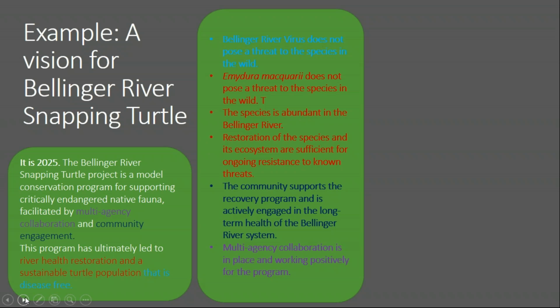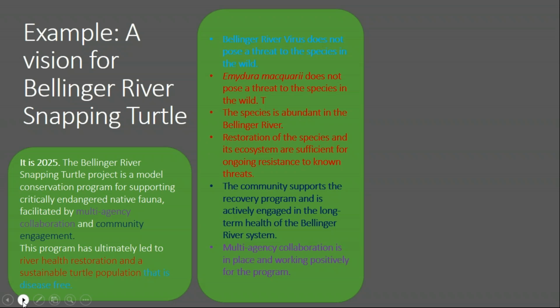So in this case, what they agreed this meant for them was the species being abundant in the Bellingham River, the restoration of the species and its ecosystem being sufficient for ongoing resistance to known threats, and that this introduced turtle does not pose a threat to the species in the wild. So we can see that these things, although they are better defined, still need some more work before we could really know whether we'd achieved them or not. We can't really know whether we've achieved abundance unless we have some sense of what abundance means, for example. So the group needed to go one step further, and this had to be done after the meeting because we just didn't have time during the meeting.